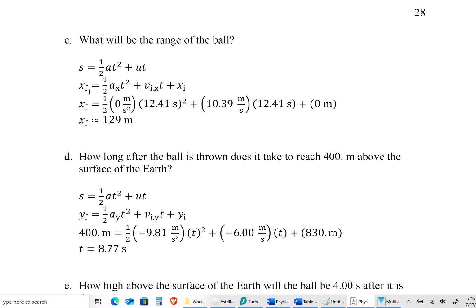Part C, what will be the range of the ball? Range means horizontal distance, meaning horizontal variables in a horizontal equation.